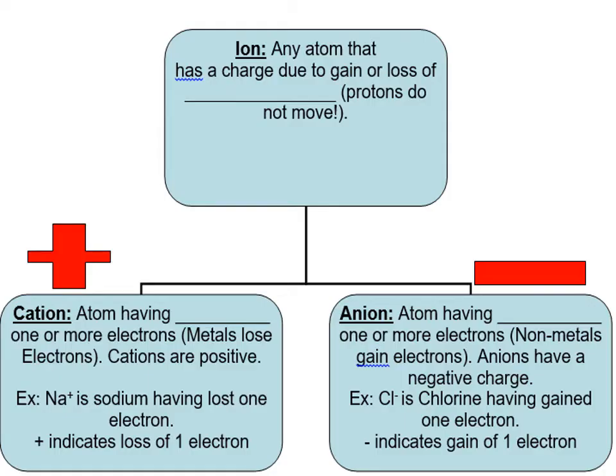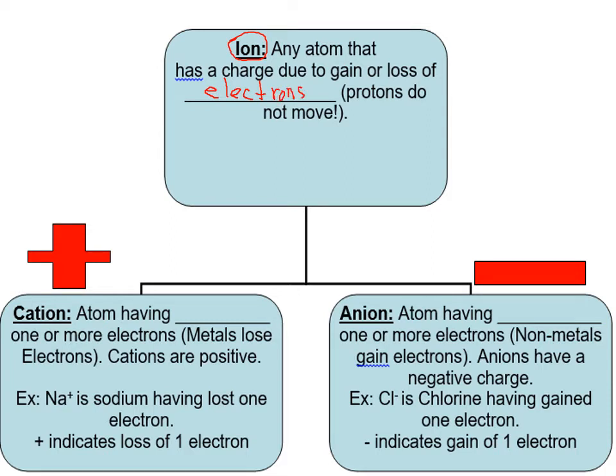So let's get down to the business of what an ion actually is. An ion is any atom that has a charge due to gain or loss of electrons. So an atom can gain or lose electrons, and when it does that, it's going to become charged.